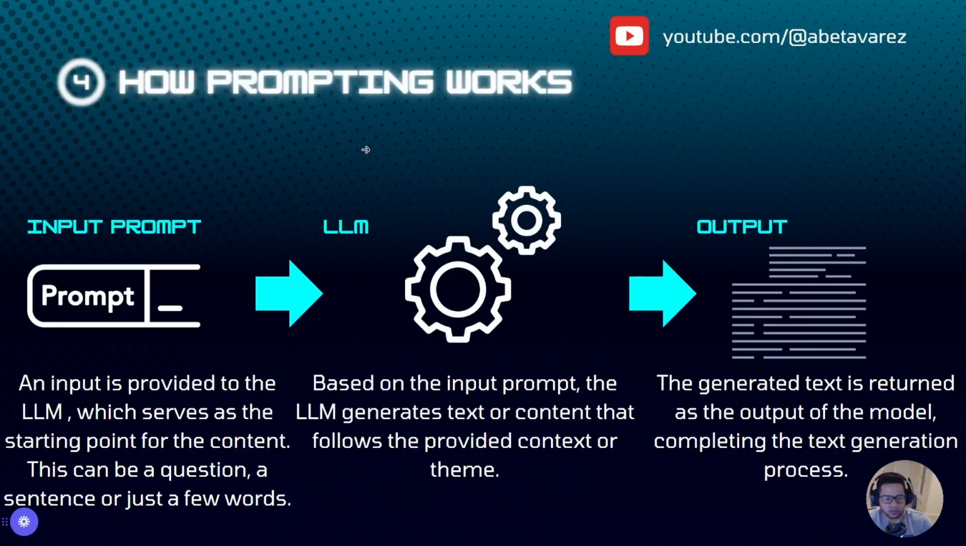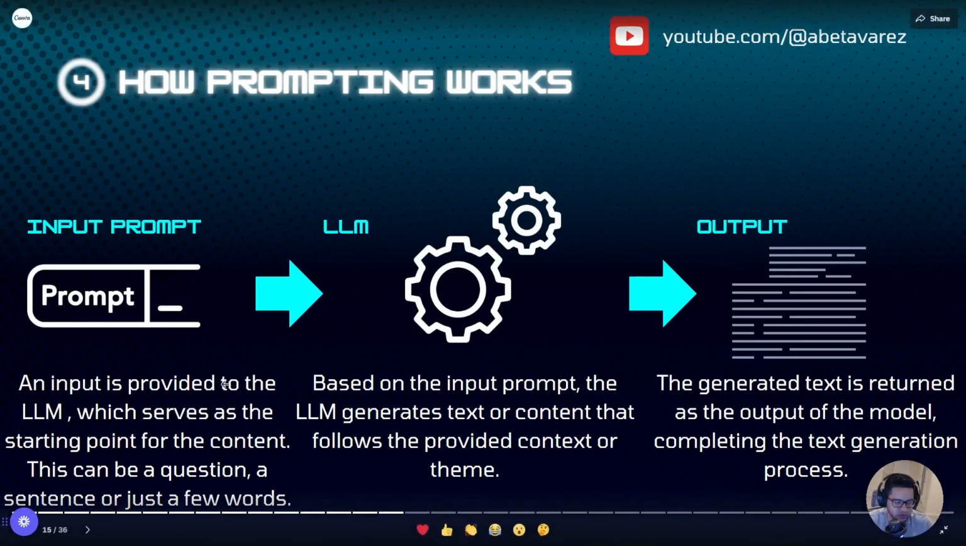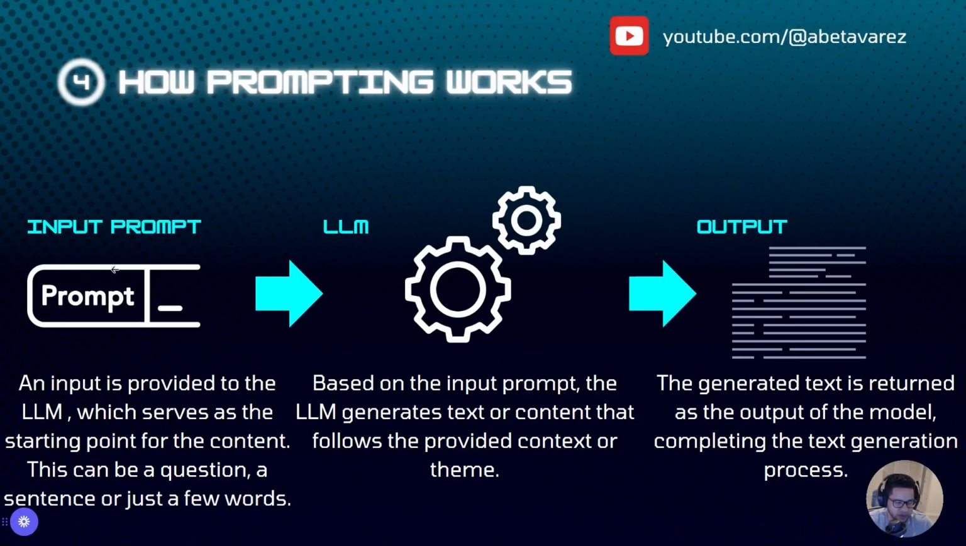Here's a high-level example of how prompting works. First, we're going to start with an input prompt. An input is provided to the LLM, which serves as the starting point for the content. This could be a question, a sentence, or just a few words. So we're going to type a prompt, which then is going to go to the LLM. And based on the input prompt, the LLM generates text or content that follows the provided context or theme.